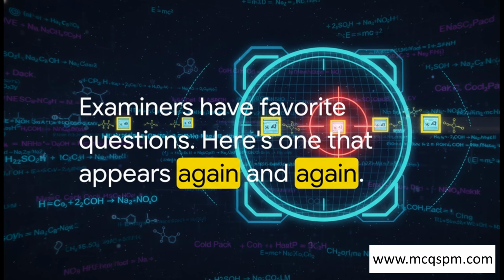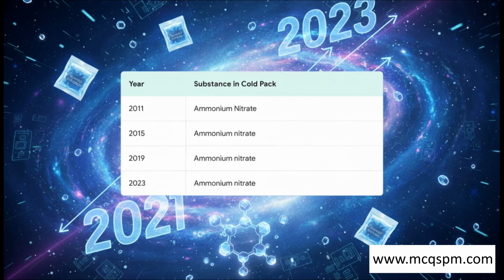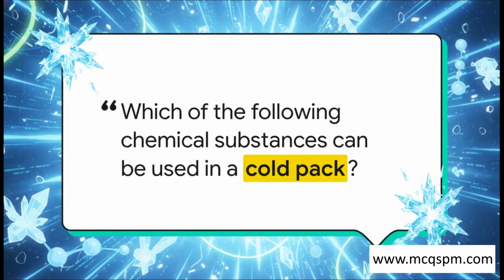And this next one, it's a classic. Just look at this data from past papers. 2011, they ask about cold packs. The answer is ammonium nitrate. 2015, same question, same answer. 2019, same again. And just last year, 2023, yep. This is not a coincidence, people. This is a classic exam pattern, and you absolutely have to know it. So, when you're sitting in that exam hall and you see a question that looks anything like this, a light bulb should go off in your head. Ding!